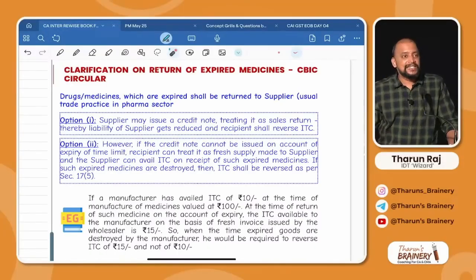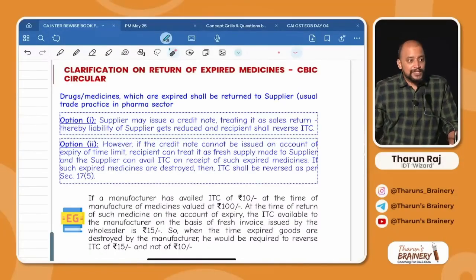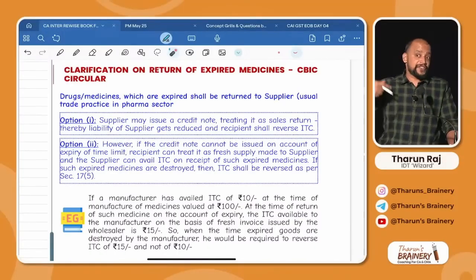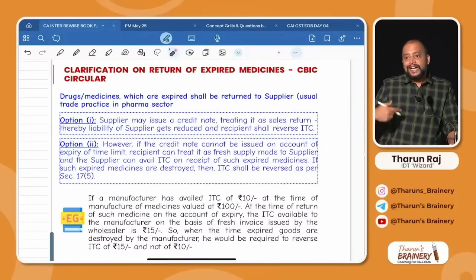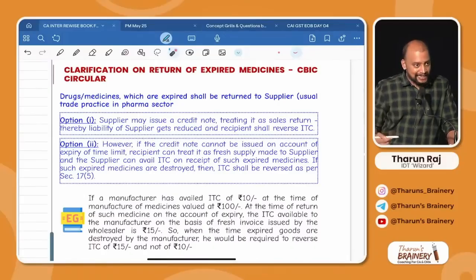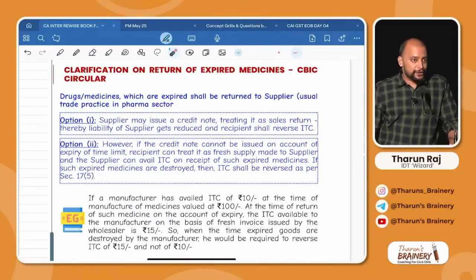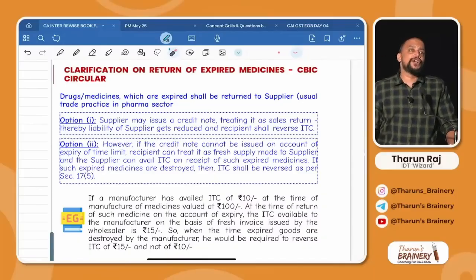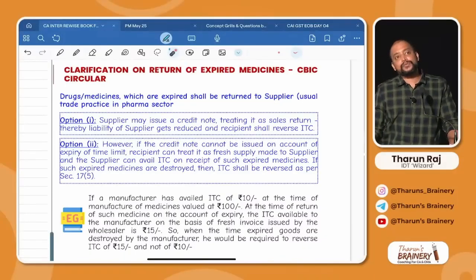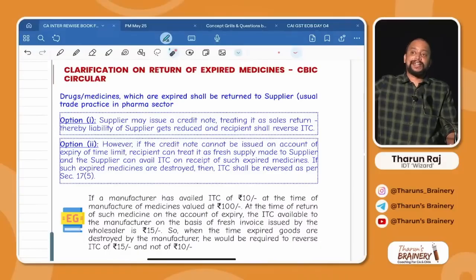But the problem is, for credit note there is a time limit. What is the time limit? 30th November of succeeding financial year or date of filing annual return, whichever is earlier. So by that time I need to give you credit note. If I am not able to give you credit note by that time, then in that case what should I do? For that they have created another option.